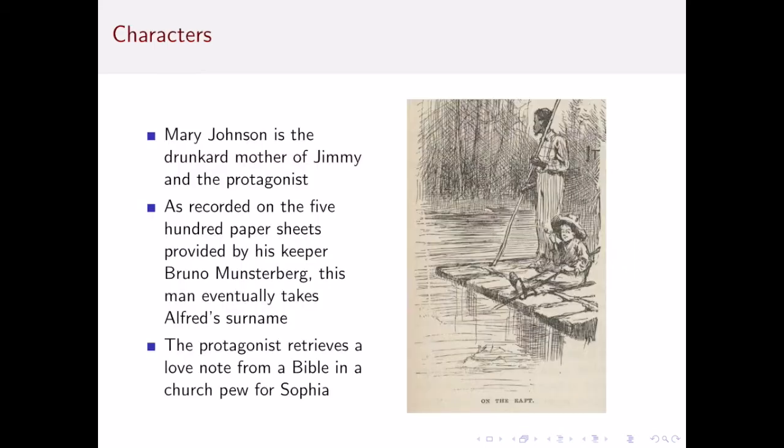We're also interested in characters. Mary Johnson and the drunkard mother refer to the same person. Jimmy is someone else, as is the protagonist. His and this man both refer to the same person, the answer to the question. Bruno Munsterberg and Alfred are two different people. In the final example, the protagonist and Sophia are two different people, and they should both be annotated.